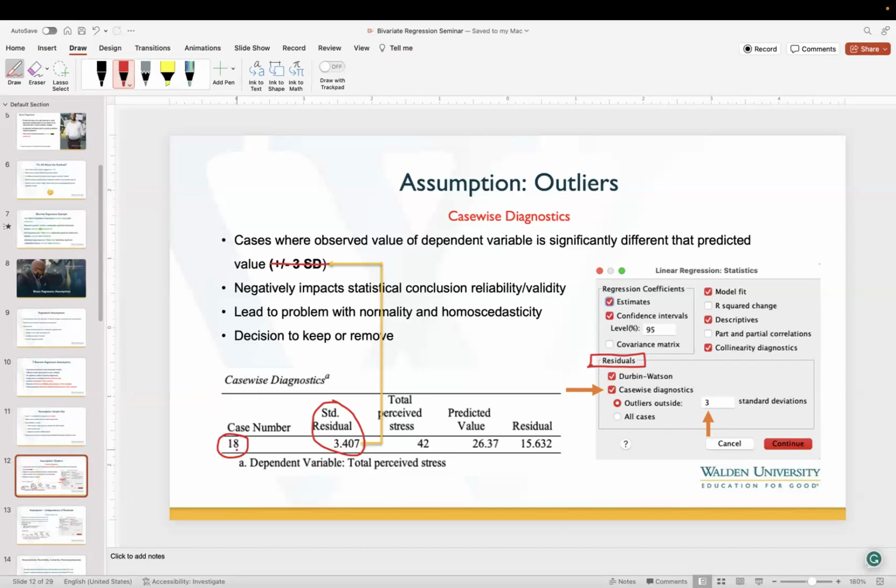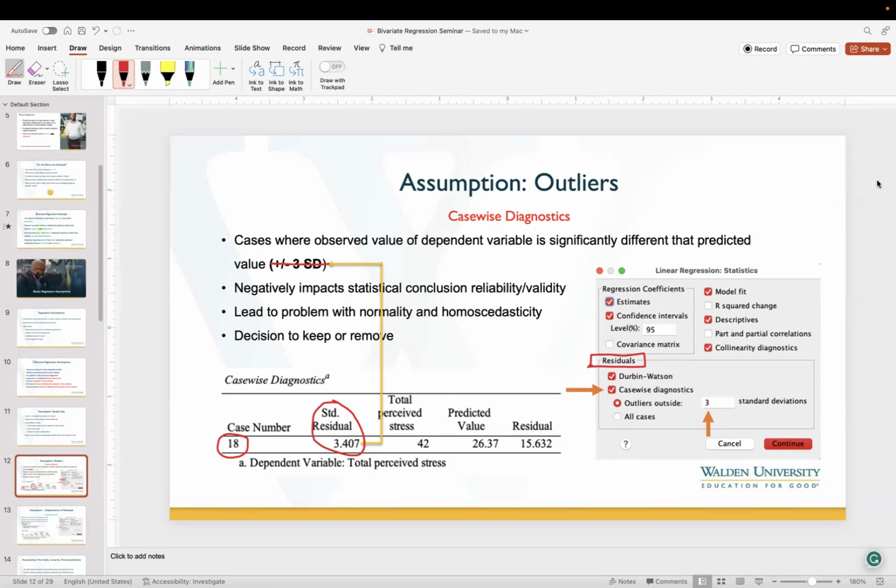So now what you would do is perhaps say, what I'll do is I'll go back into the data set and remove case number 18. It's as simple as that. That's if that's your decision, to not keep it. It goes a lot deeper than that, but conceptually, that's what you do. So again, you will look at something called the case-wise diagnostics, and what you will be looking for is the standardized residual value compared to plus or minus 3 standard deviations.